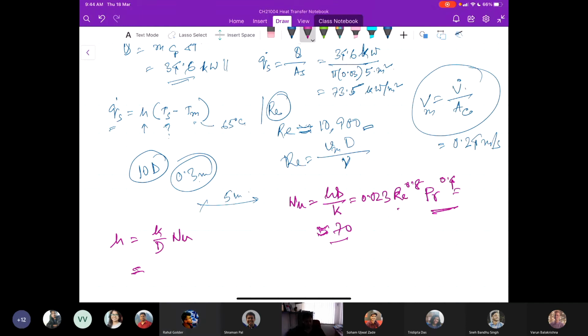No. Check the calculation. Can you scroll up? K value is 0.631. Let me write it quickly. D value is 0.03. And you have this multiplied by 70. So how can that be 8 point something? Around 1479.4. Okay.